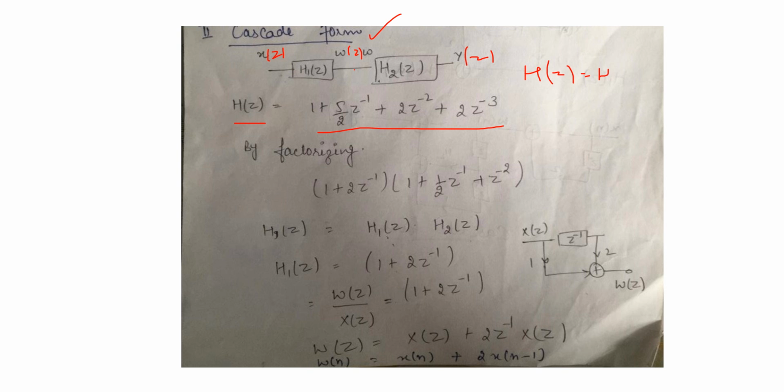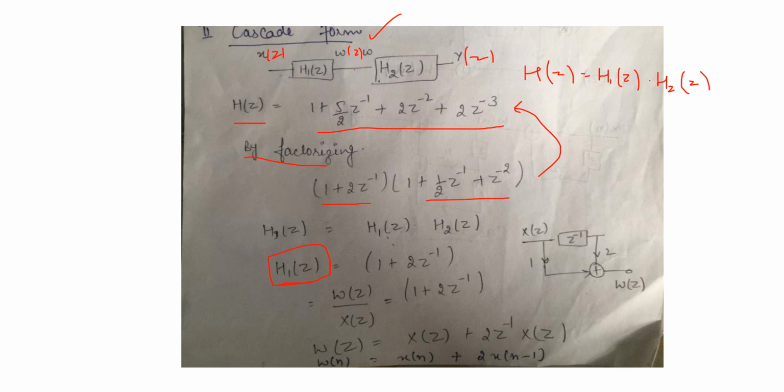Okay, so by factorizing this equation we find this h1 of z into h2 of z term should be there. It can be more than h2 or so on. So you factorized this. This is the factorization of h of z. So assume the first part as h1 of z, and h2 of z you assume this. First for h1 of z you draw the direct form structure.